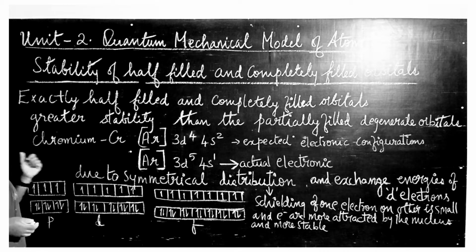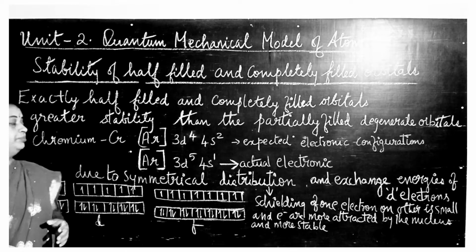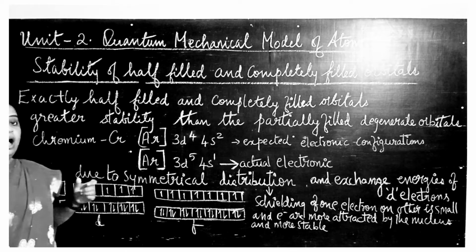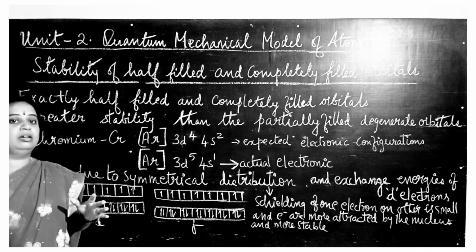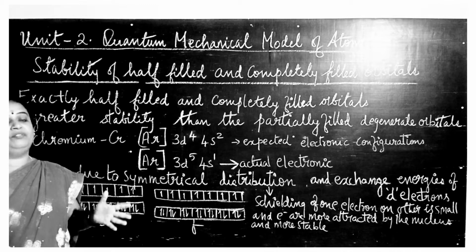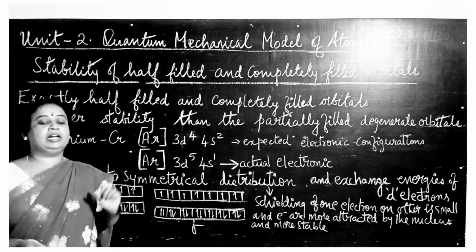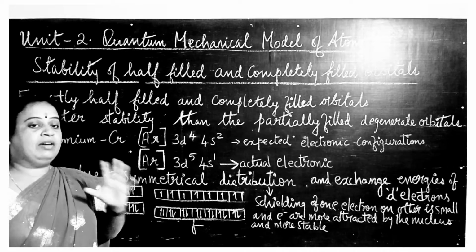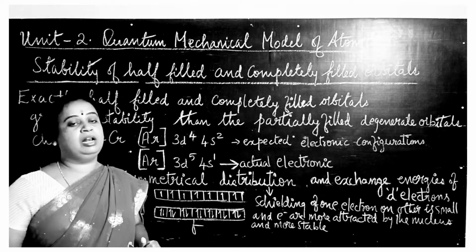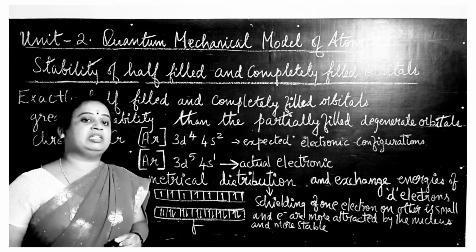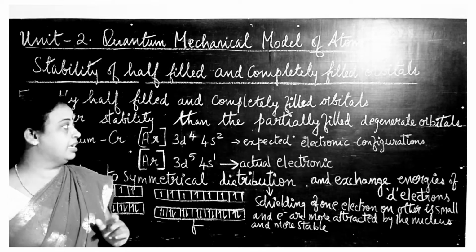So, what do you mean by half-filled or completely filled orbital? Half-filled orbitals means orbitals are not completely filled. Now for example, d orbitals can accommodate 10 electrons. So, if 5 electrons are present in that d orbital, then it is half-filled d orbital. And if all 10 electrons are present in the d orbital, then it is completely filled orbital. Okay, understood the difference?